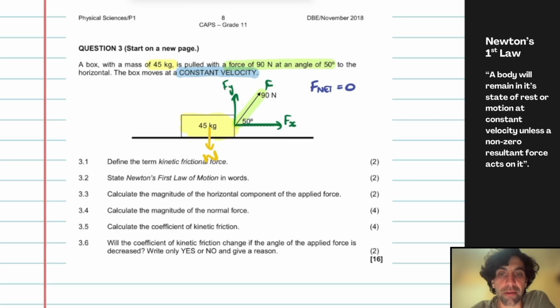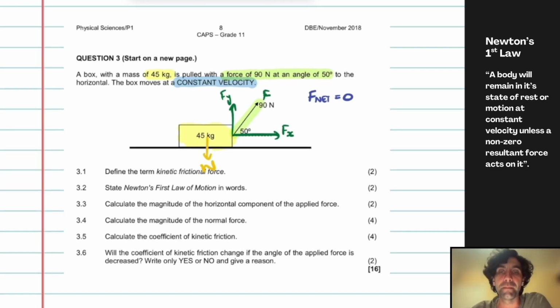Question 3.2 now says, state Newton's first law of motion in words. So they have actually gone and asked us to basically define two of our definitions in one go here, which is somewhat brutal for you guys. But Newton's first law of motion says that a body will remain in a state of rest or motion at constant velocity unless a non-zero resultant force or net force is acting upon it.